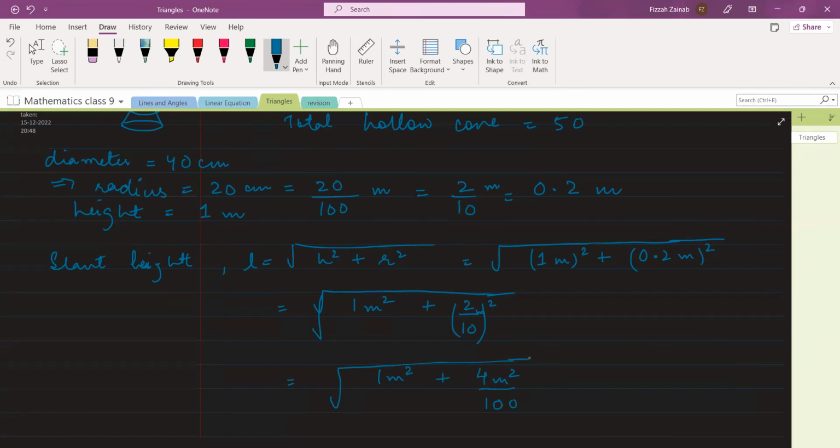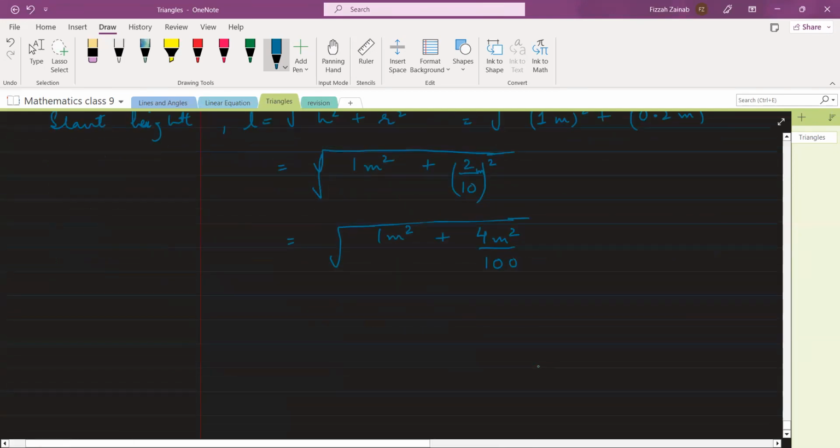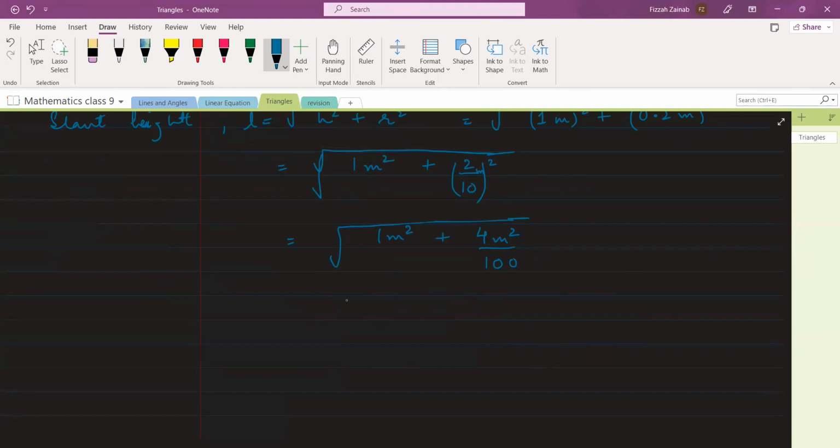So this just makes the calculation part a bit easier. And if you directly want to multiply 0.2 into 0.2, that is also fine. Both answers will be right. So now you take LCM 100. So this will become 100 plus 4, and then you can write meter square outside, right? So that becomes square root of 104 divided by 100 meter square. Is that okay?